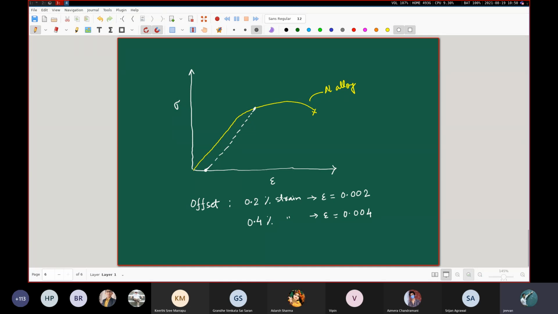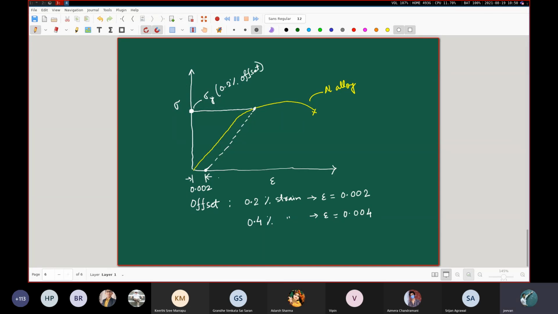And where it meets the stress strain diagram, from there we mark out the value. So this value that we refer to as the yield value of aluminium alloy, considering that this is 0.2%, if we say that this is 0.002, then it is corresponding to a value of 0.2% offset.